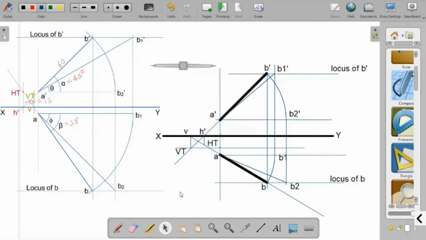Okay, now you have to give the dimensions also. This is the drawing, and finally what you have to do is give the dimensions also.